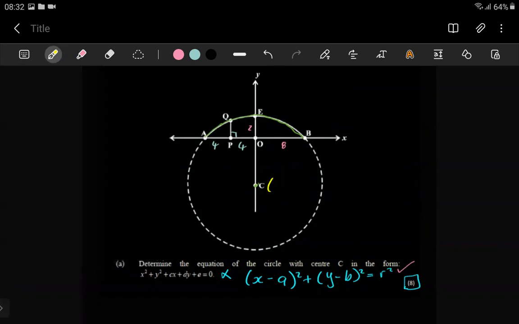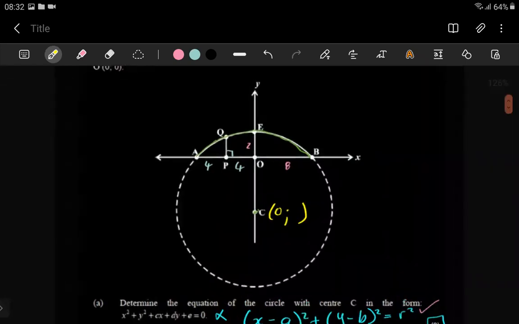I'm like, we need an x value and the y value of the center. What we already have is the x value. It's a 0. You see? Because this C is aligned with the origin, it's nowhere to the left, it's nowhere to the right. So that's something useful.